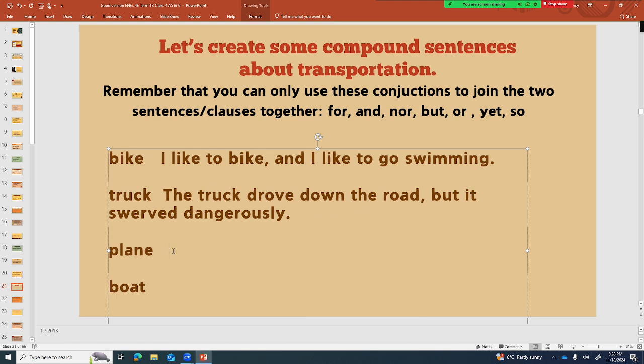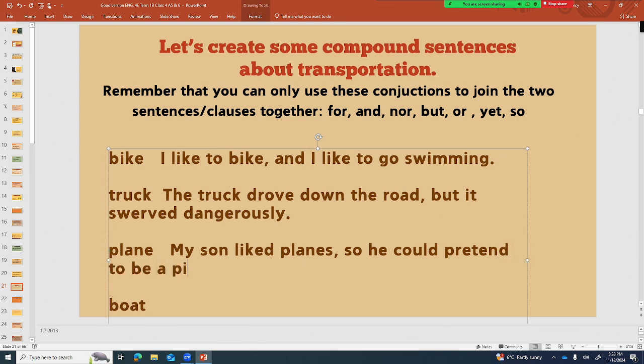Plane, I want to talk about the plane. Let me see. My son liked planes. Or, no, I don't like that one. Liked planes. I know. So he could pretend to be a pilot. Okay. My son liked planes.